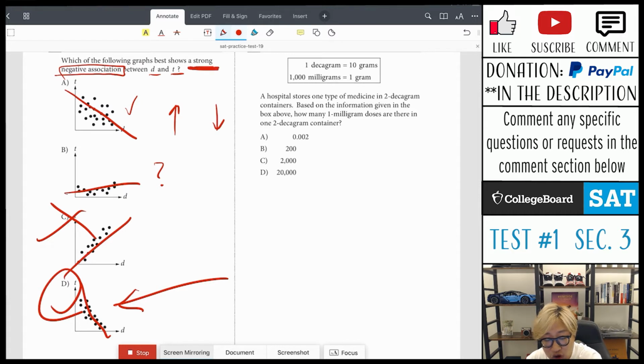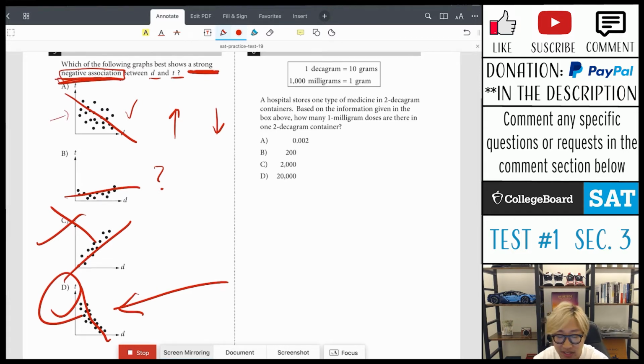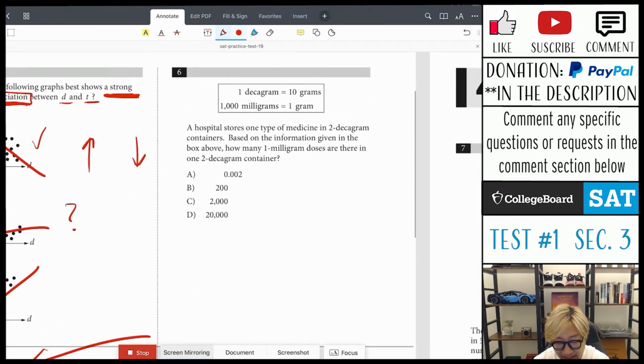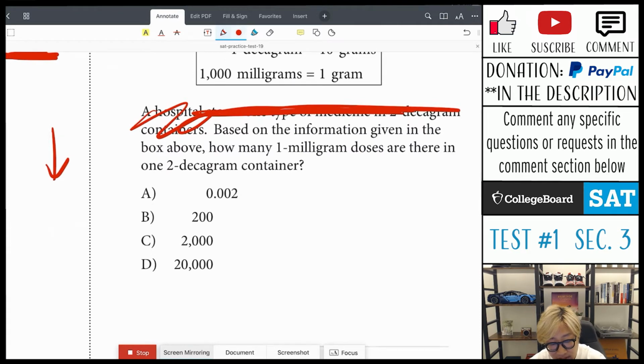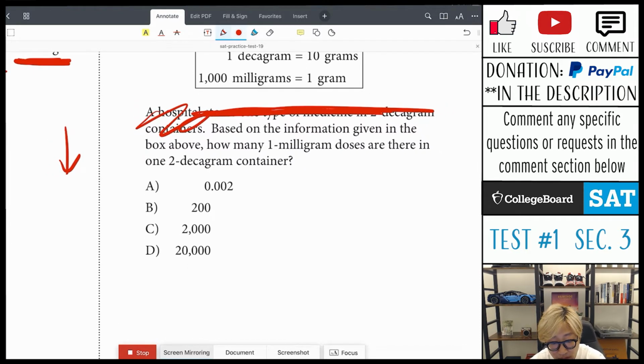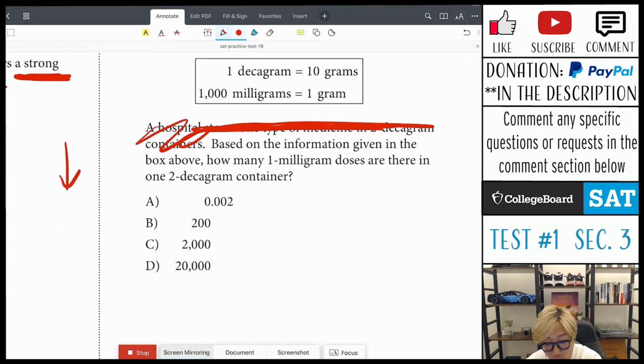The strong negative association. Maybe A is like mild negative association. Number 6. There's a table up there. Forget the first sentence. I know how to read. Based on the given information, how many 1 milligram doses are there in a 2 decagram container?